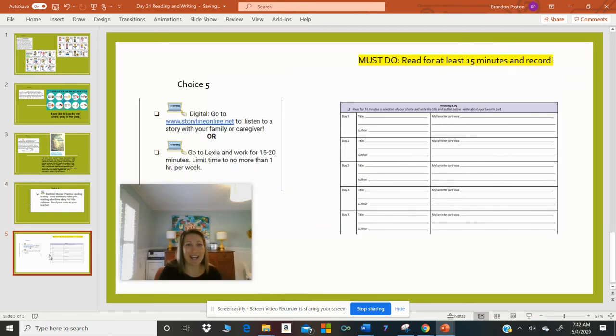And choice number 5, your digital choices are Lexia as always, and then also Storyline Online and listen to a story with your family or caregiver. And then, of course, your must-do is your reading log.